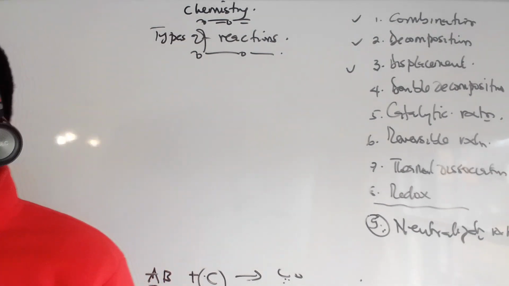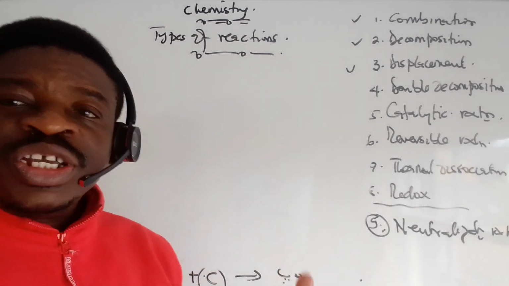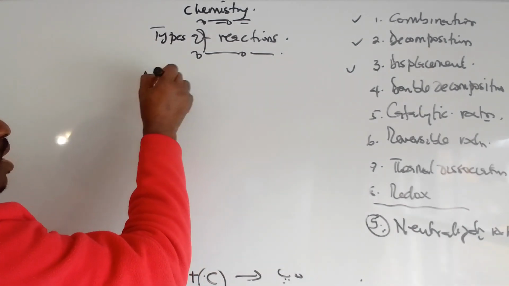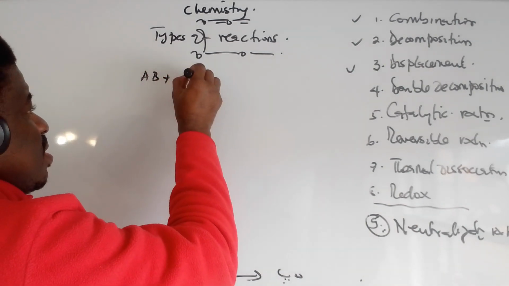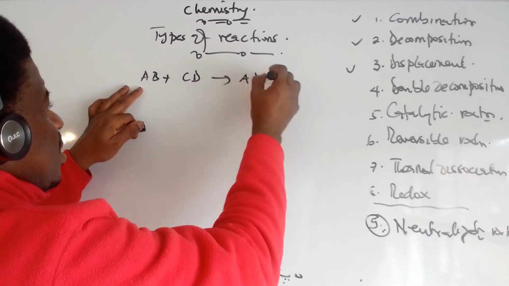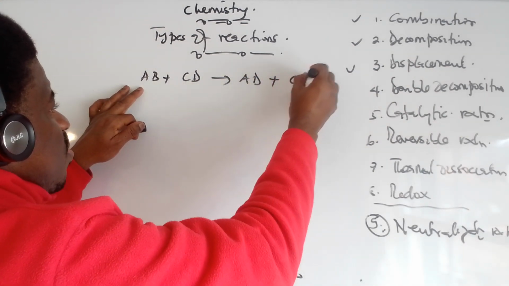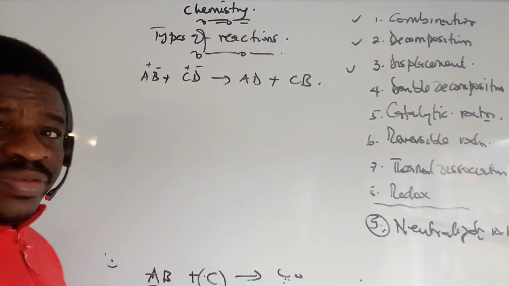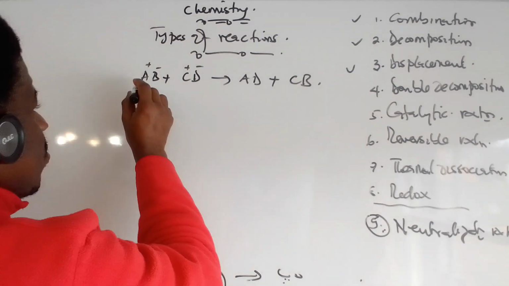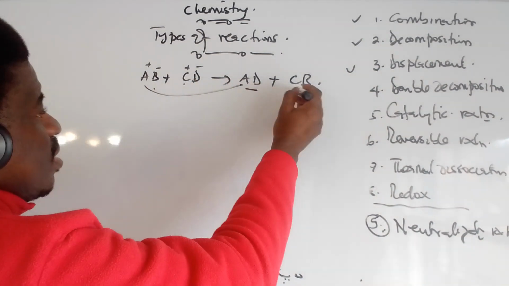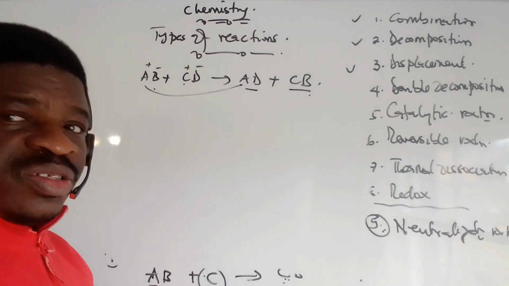Now in double decomposition, it is the exchange of radicals. Look at it. AB reacting with CD gives you what? AD plus CB. This is the positive, negative, positive, negative. It's the exchange of radicals. So your A goes with D and your C goes with B. So it's the exchange of radicals.